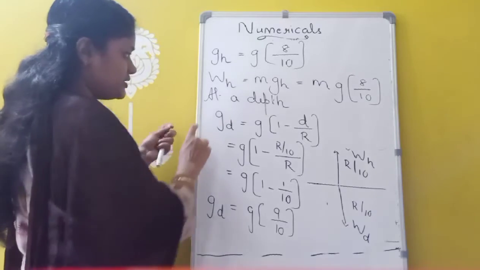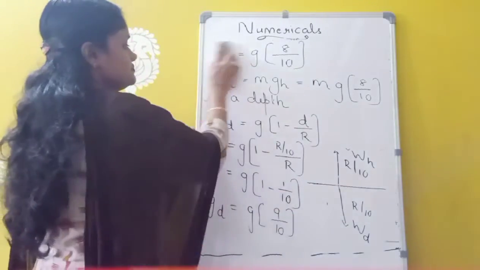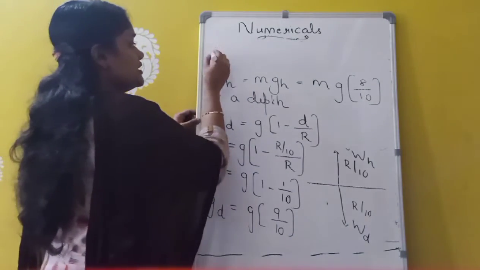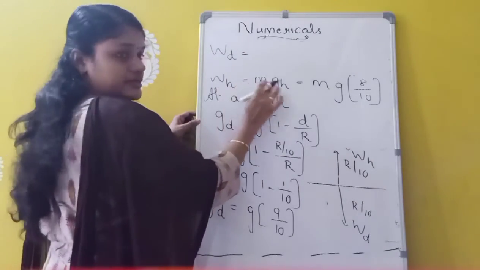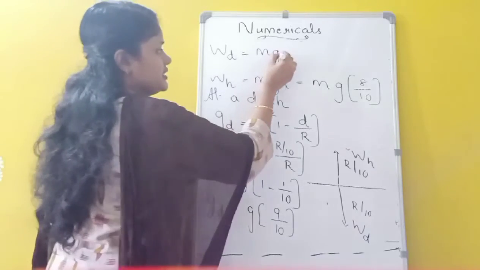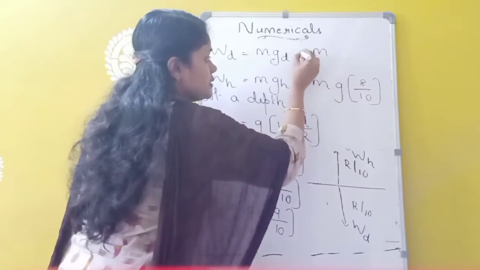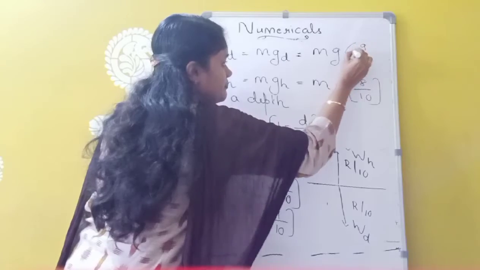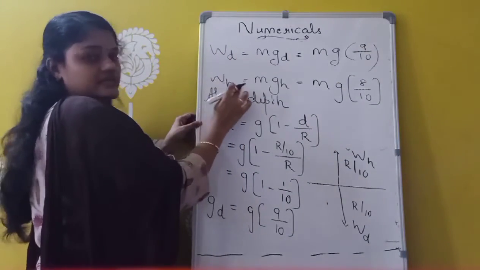Now what we have to find out? We have to find the weight of the object at this depth. So weight, I can take it as W_d, that means weight at a depth. The formula is m into g at the depth, m g_d. That is equivalent to m into g into 9 by 10. So now we got W_d as well as W_h.